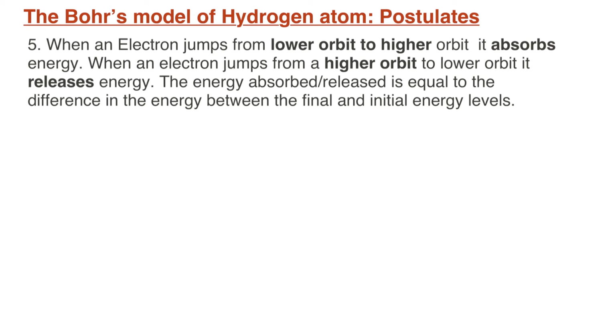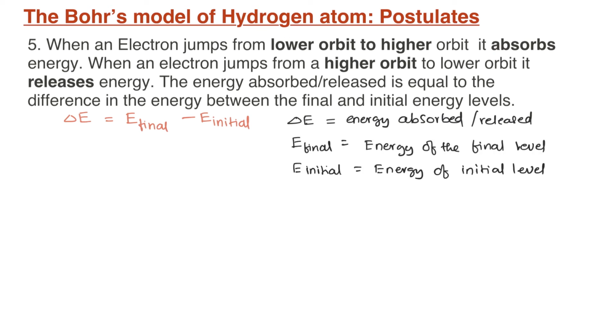When an electron jumps from a lower orbit to a higher orbit, it absorbs energy, and when an electron jumps from a higher orbit to a lower orbit, it releases energy. The energy absorbed or released is equal to the difference in the energy between the final and initial energy levels. Delta E is equal to E final minus E initial, where delta E is the energy absorbed or released, E final is the energy of the final level, and E initial is the energy of the initial energy level.